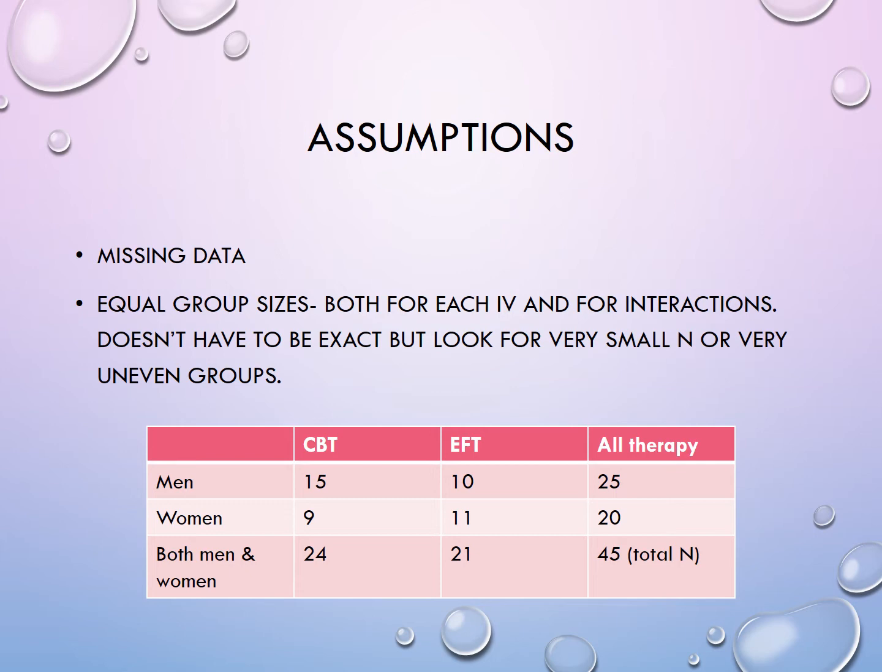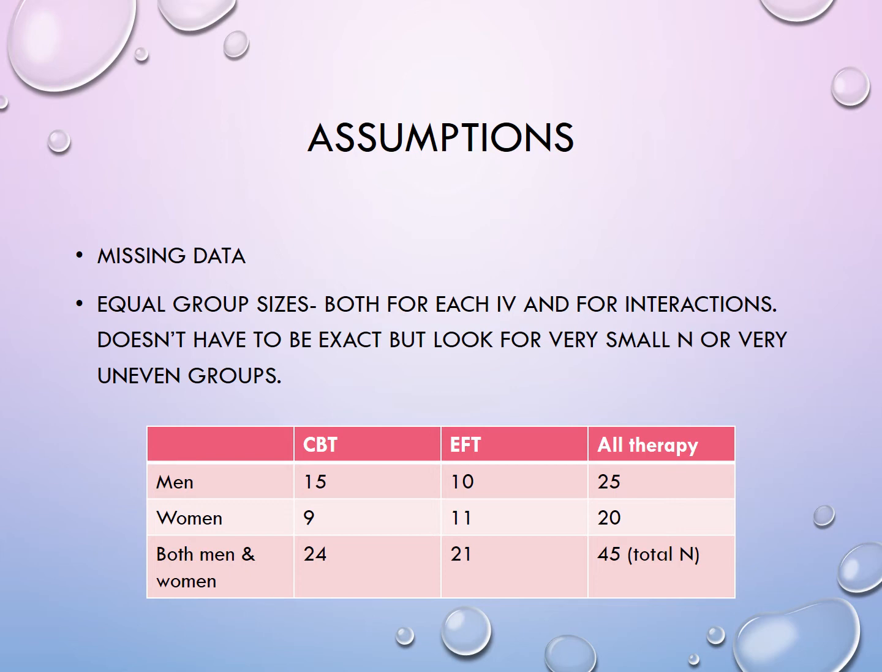But you also need to look at each individual group. So how many men ended up in CBT, how many men in EFT, how many women in CBT, how many women in EFT. Again, all these numbers don't look too bad. That 9 there of women in CBT is a little low, right? It's starting to push it, because it means there's only 9 people in that little cell when you look at women who got CBT. So that's kind of small.